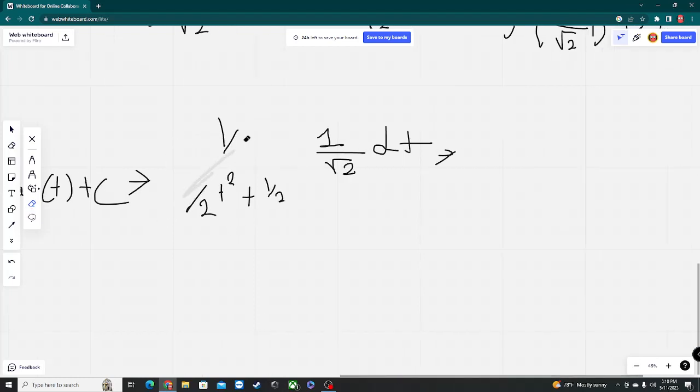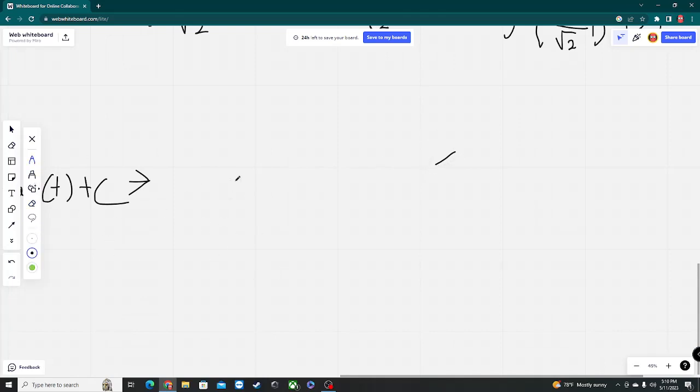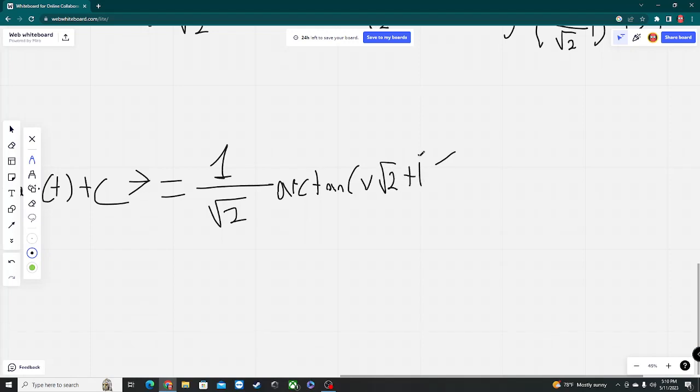You know what? Let's start from scratch here. We have our arctan plus c. So I'm going to keep the plus c. I don't know what I was thinking. Plus, we do already have our 1 over square root 2. And since we're using our trig identities, let's keep our arctan, arctan in terms of u, square root 2 plus 1, plus c.